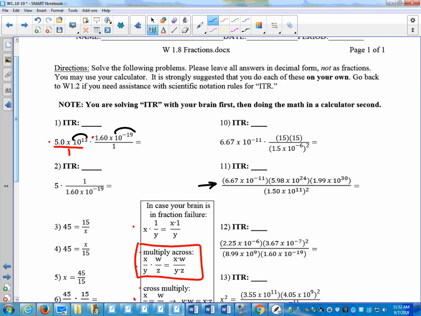You see this craziness over here on number 11? That is actually a problem we will do. It has to do with the gravitational attraction between the Earth and the Sun. So that is actually a problem we'll do.